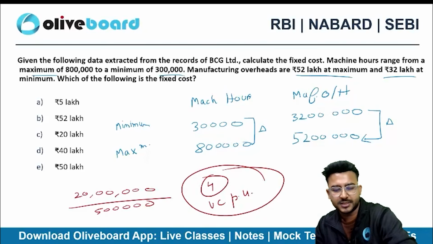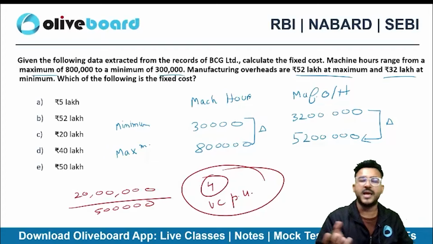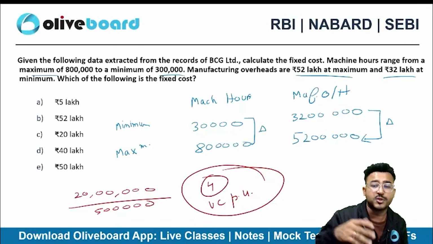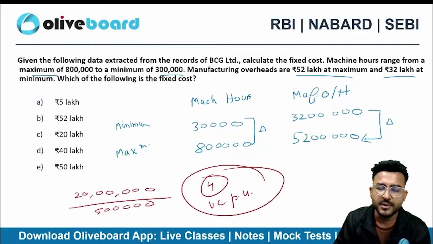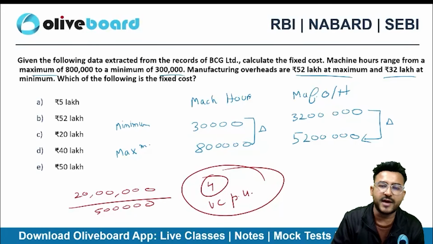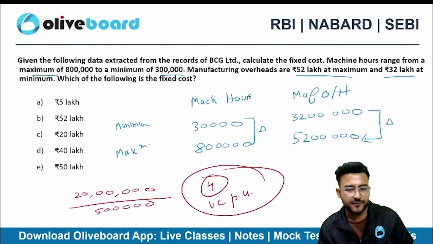In the examination, they can ask you anything. They may ask you variable cost per unit. They may ask you total variable cost. They may also ask you fixed cost. In this particular question, they have asked fixed cost. How to calculate fixed cost?